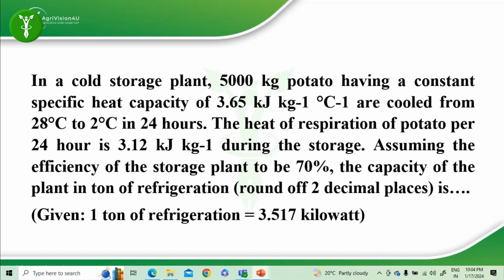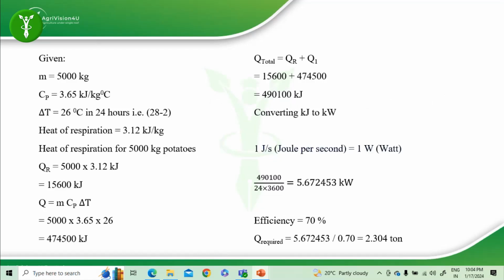I don't know why we have been provided with the difference of 1 ton of refrigeration is equal to 3.517 kilowatt. Still, let us go through the problem, the solution. So we'll be penning down first whatever has been provided.